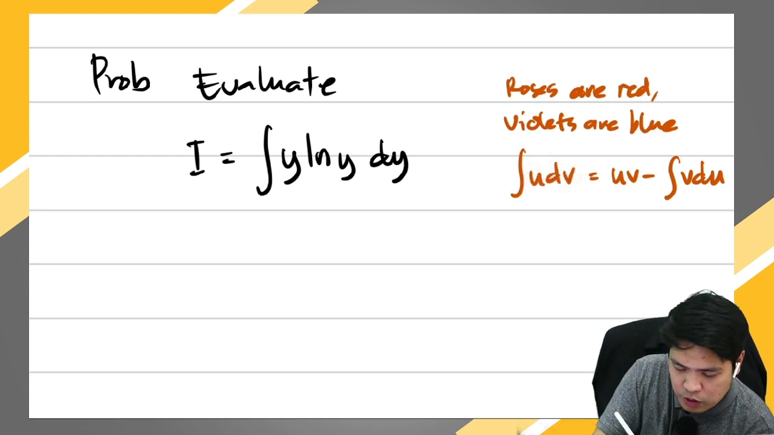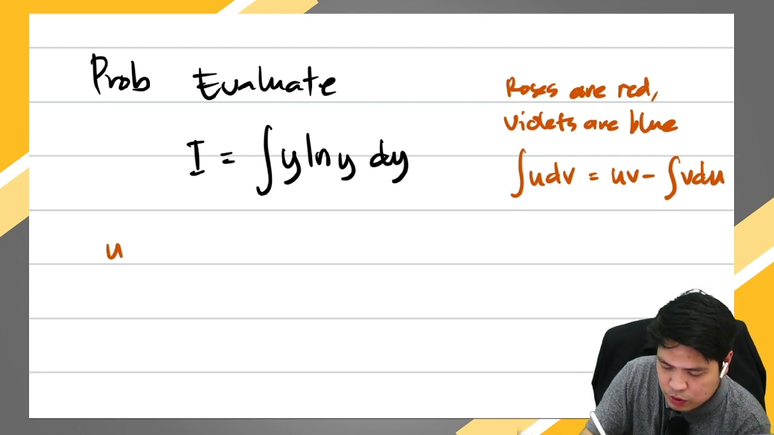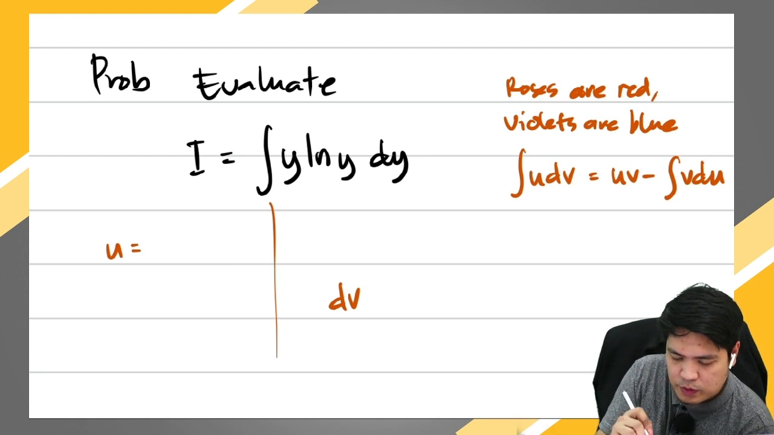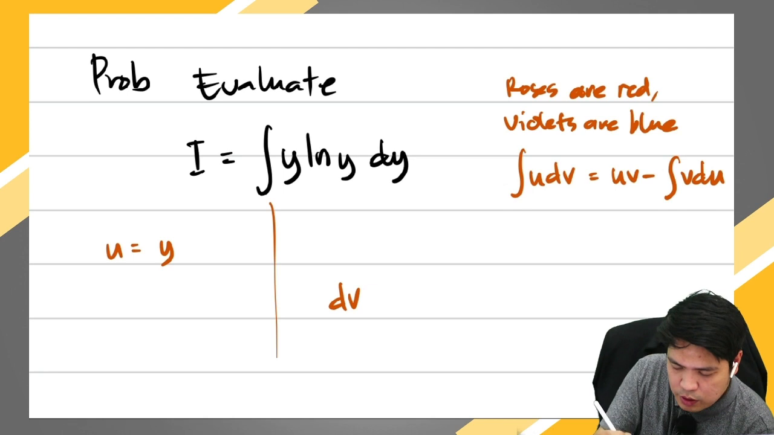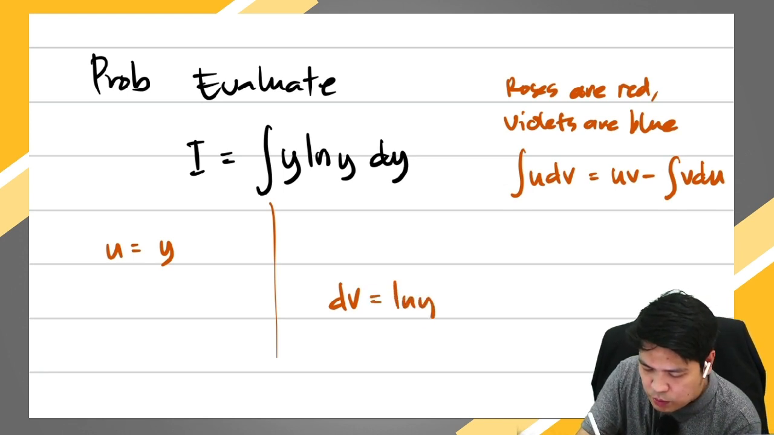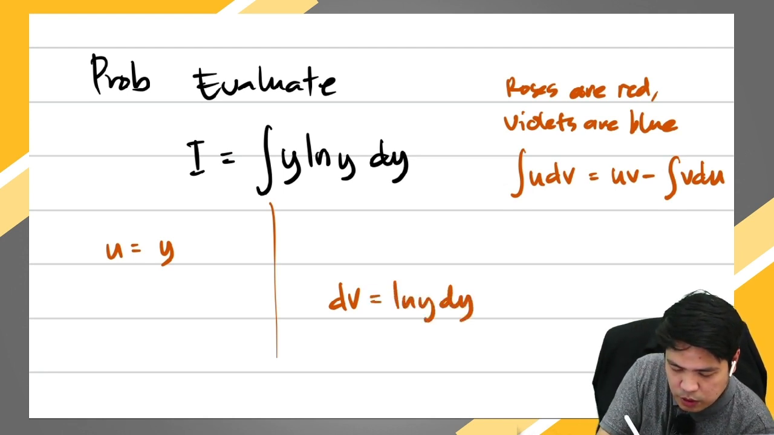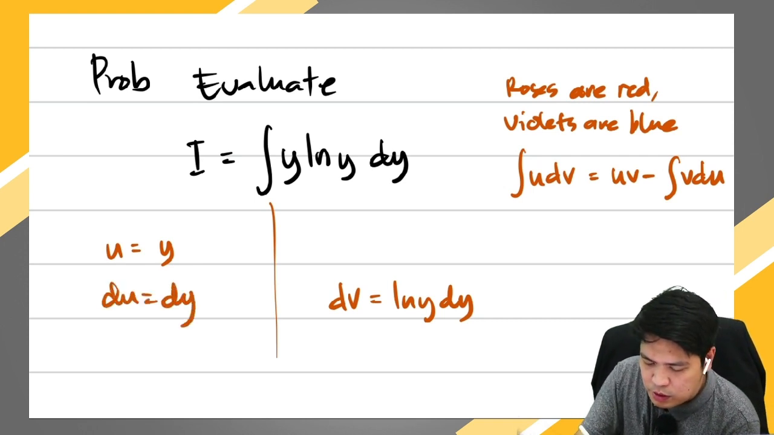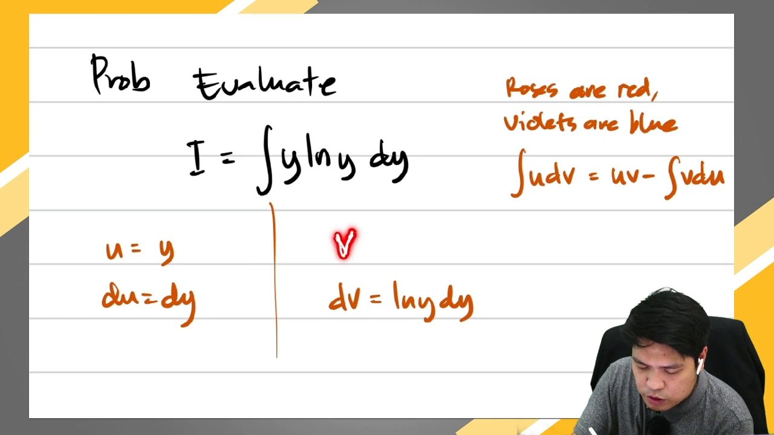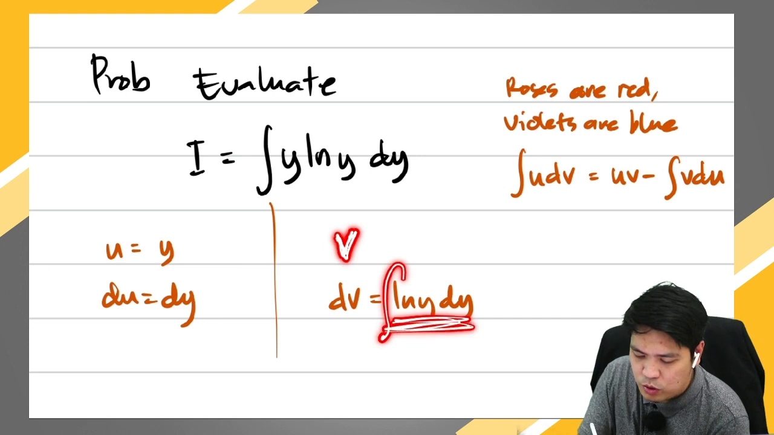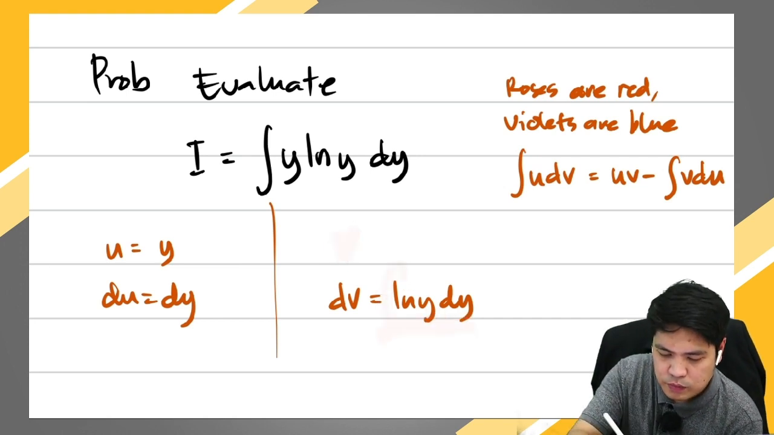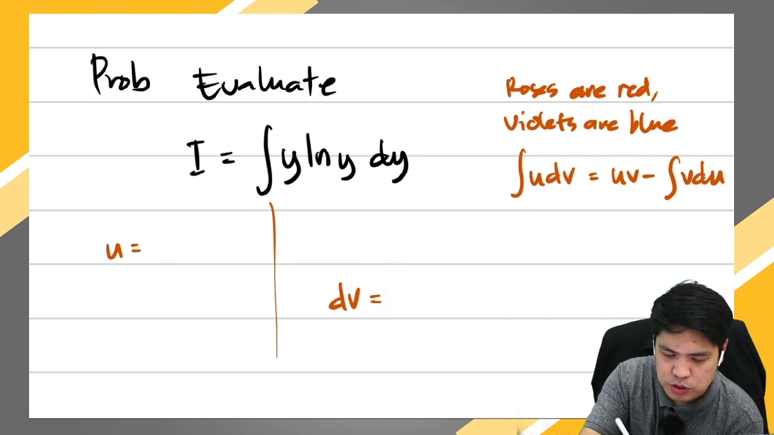So, by trial and error again, we'll assign u and we'll assign dv. If I begin assigning, let's say, like earlier, let's see, if u is equal to y and dv is ln y dy, then du will just be dy, but to get v, we need to integrate this, which is again, we don't have a formula for ln y dy, right? So therefore, that will not be our substitution.